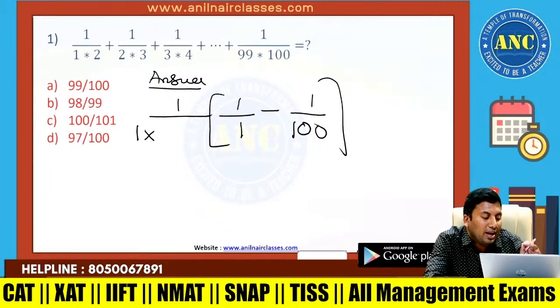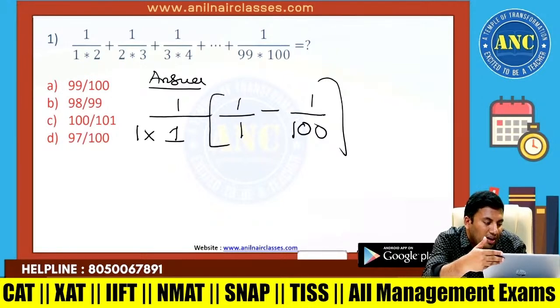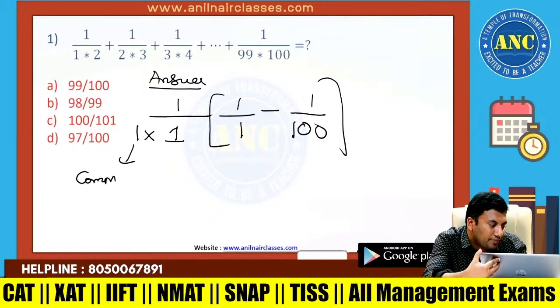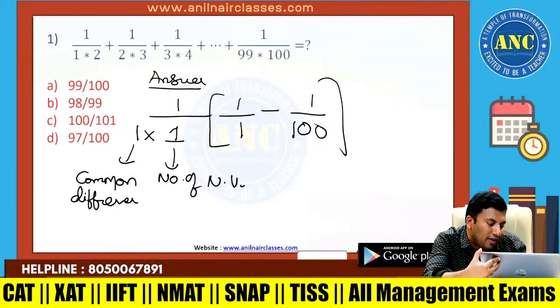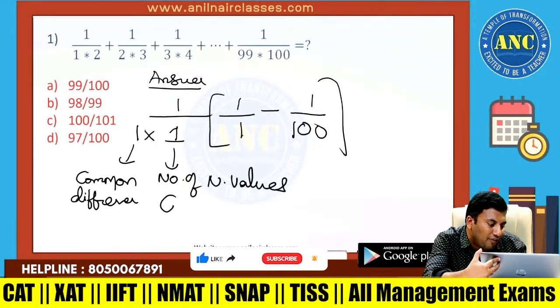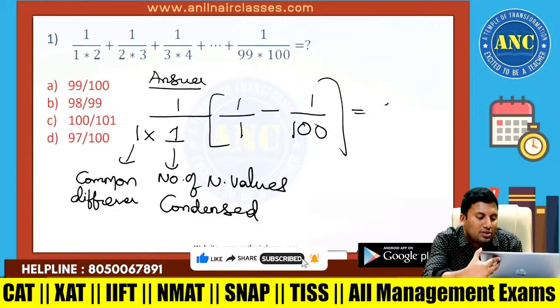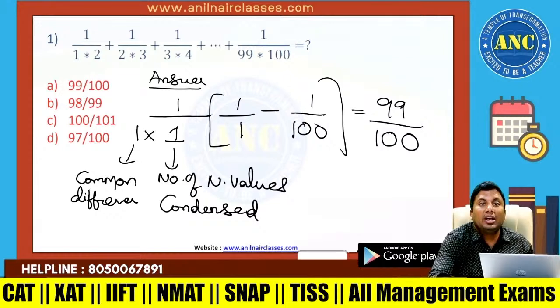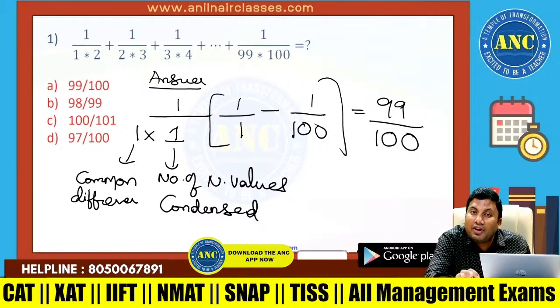Two numerical values will become how many numerical values? 1. This is nothing but the common difference. This is nothing but the number of numerical values condensed. The answer for this question is nothing but 99 by 100.